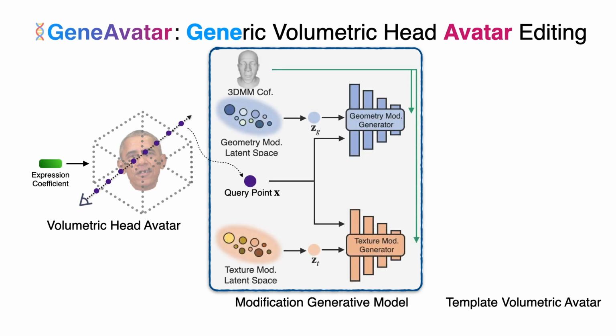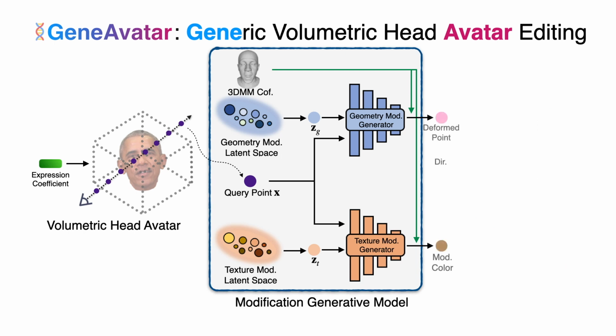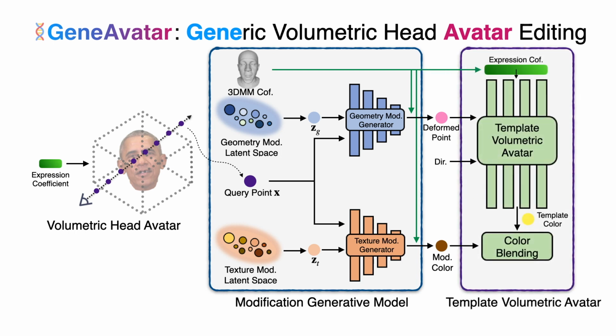Specifically, we set up a geometry and texture modification generator that takes the query point x, 3D coefficients, and a geometry or texture modification code as input, and outputs an expression-aware geometry modification field and texture modification field. For geometry, we deform the query point to the template space. For texture, we generate a modification color value. Then we apply them to the template volumetric avatar to render the edited novel views with final density and color.